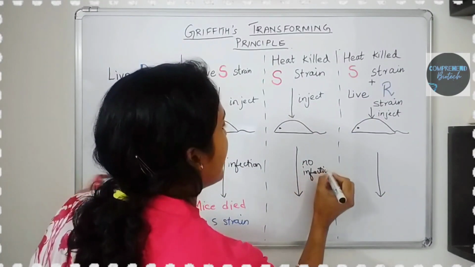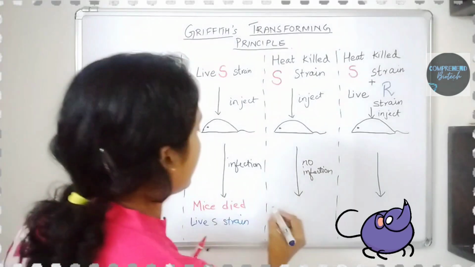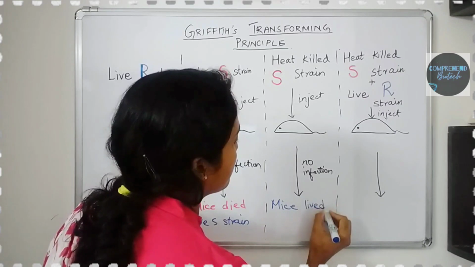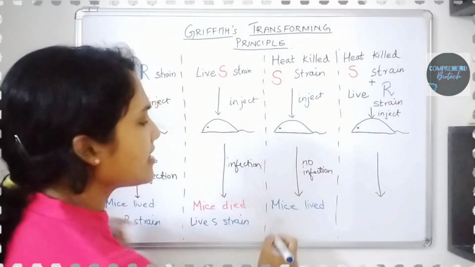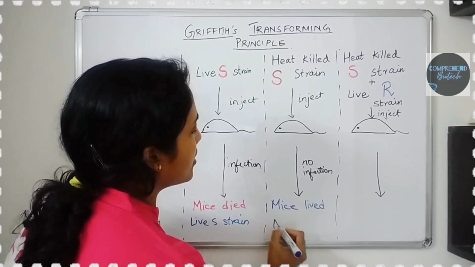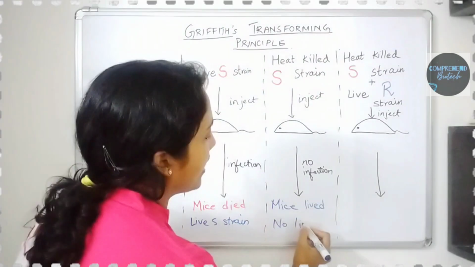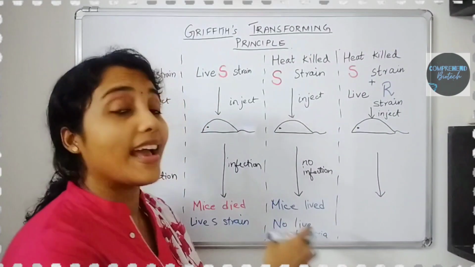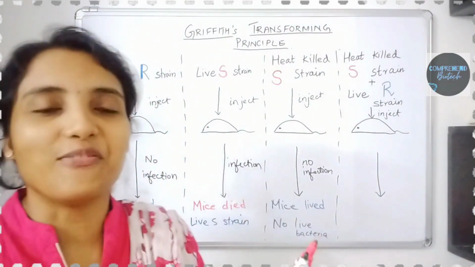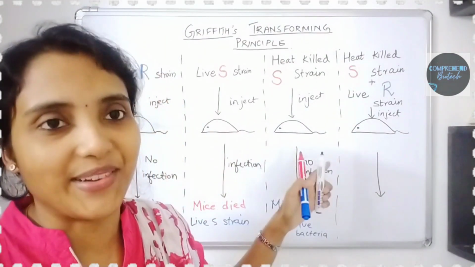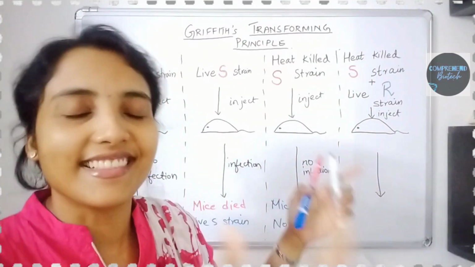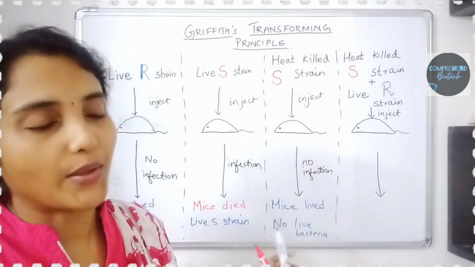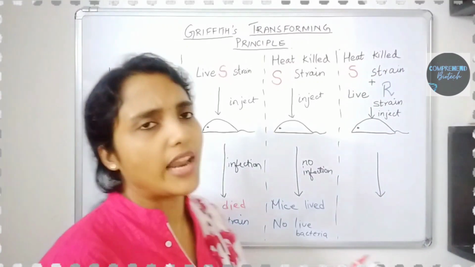And very luckily, our mice lived. And on further analysis, he did not find any live bacteria. Now when I say no live bacteria, I'm not meaning any kind of bacteria. I'm talking about the Streptococcus strain, okay? There will be different types of bacteria in the sample, but he did not recover any live S strain from here, okay? So that was as expected. There was no live S strain.